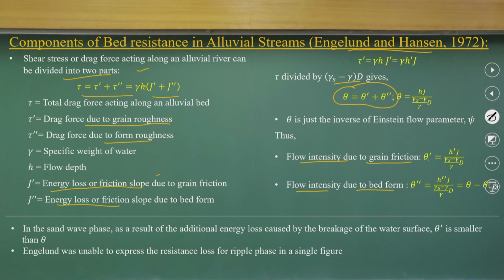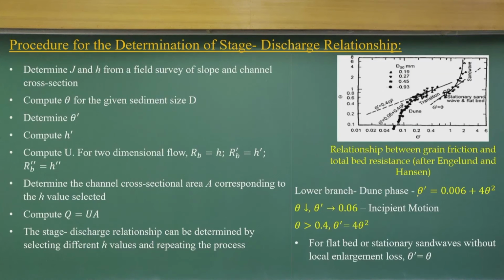He also established an empirical relationship with different bed forms like dunes, sand waves, and stationary waves, and they plotted all the data with D50 values of different data sets and got characteristics like this.